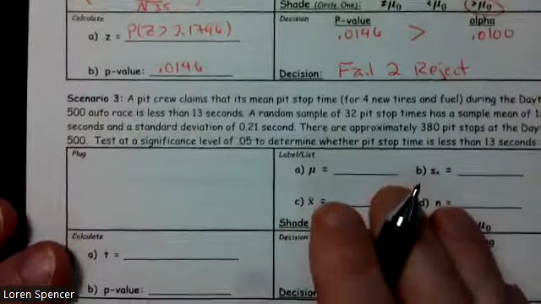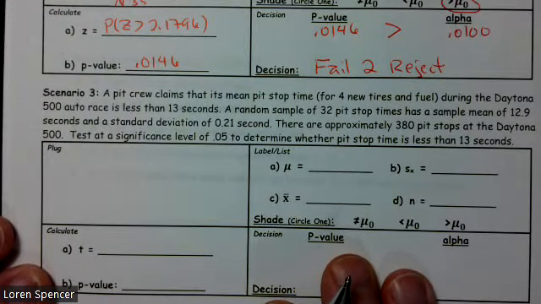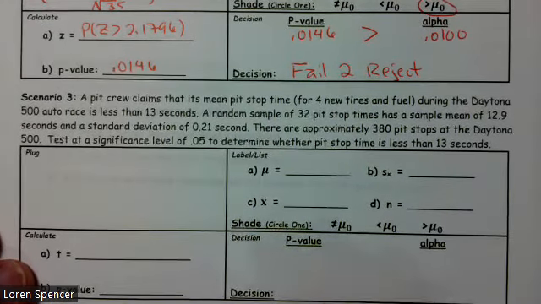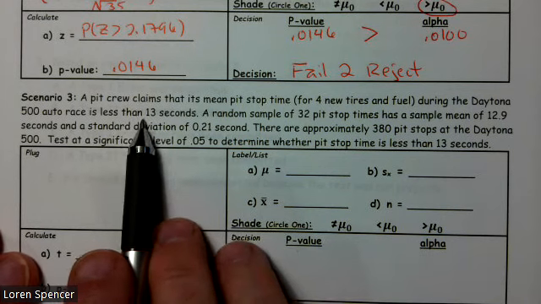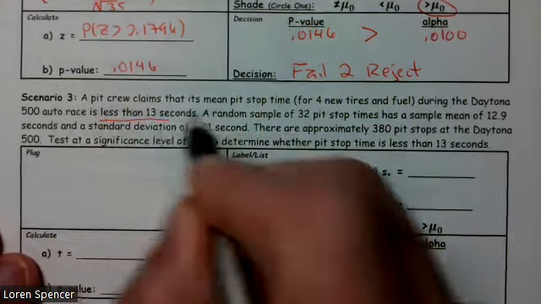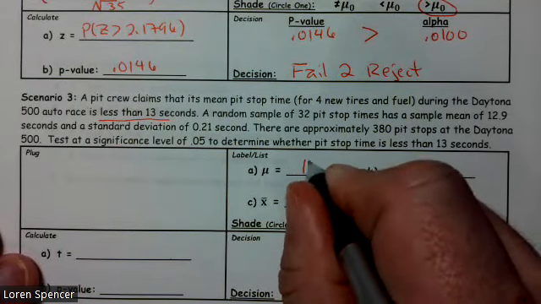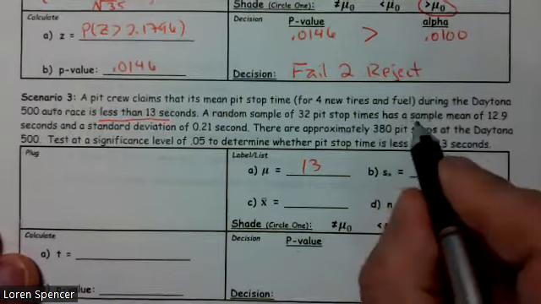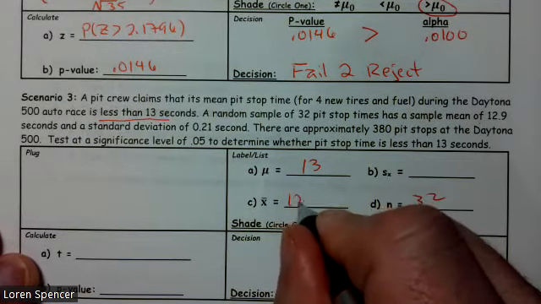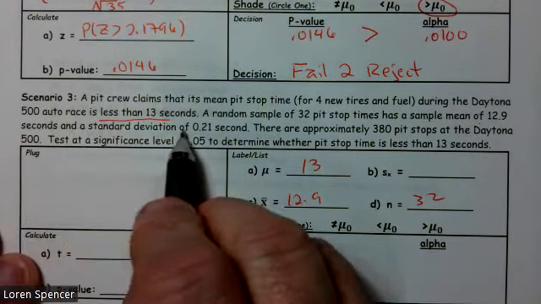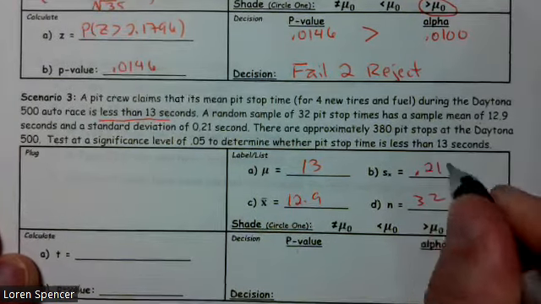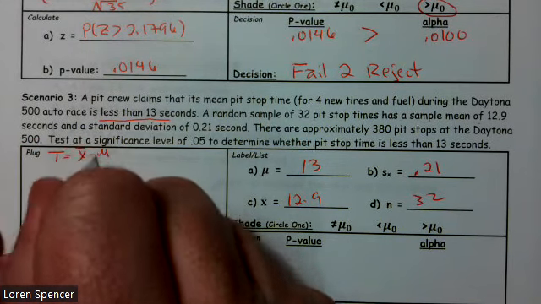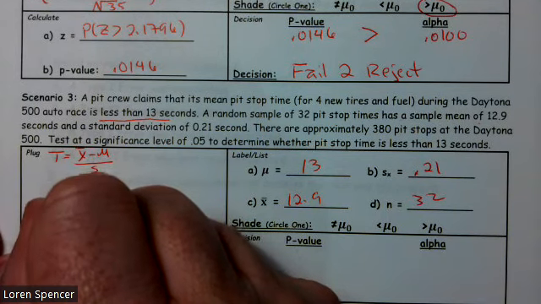All right. Third one. A pit crew claims that its mean pit stop time for 4 new tires and fuel during the Daytona 500 auto race is less than 13 seconds. So we have a claim of 13 seconds, a random sample of 32 pit stops has a sample mean of 12.9 and a standard deviation of 0.21. Now, that came from the sample, so this tells me I'm working with a t. So t equals x bar minus mu over s divided by the square root of n.